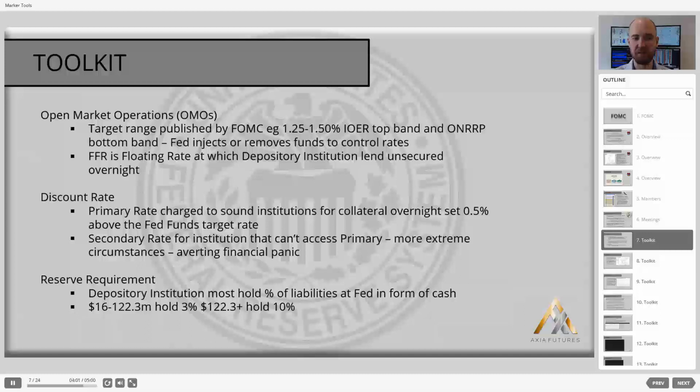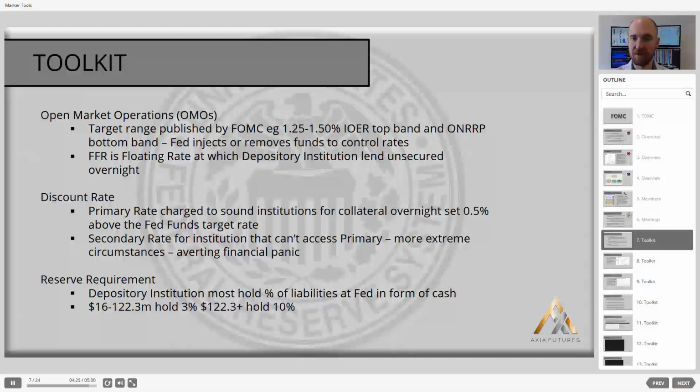Anything between 16 and 122 million in assets, the firm has to deposit 3%. Anything above that, the firm has to deposit 10%. So this has to be deposited in the form of cash. This creates the reserve balances, which are then traded in the federal funds market.